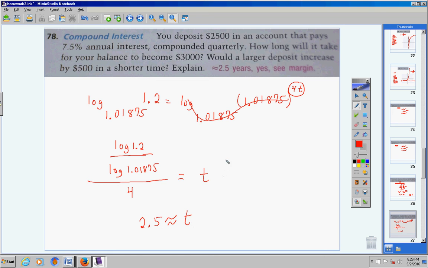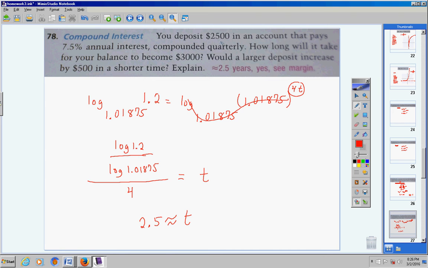Now I really don't want to get into this question here. I spent a lot of time on it, but I'll still answer it quickly. Would a larger deposit increase by $500 in a shorter time? I'm not sure I'm getting what it's asking. Yes, okay. Okay, I see it.